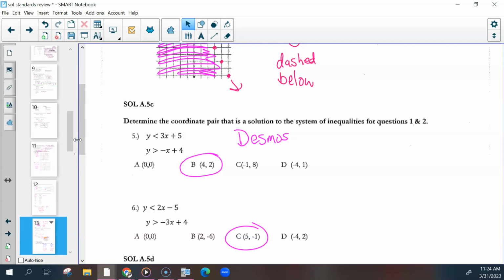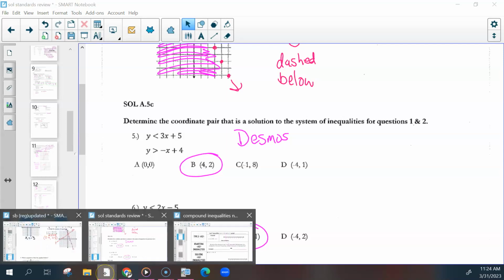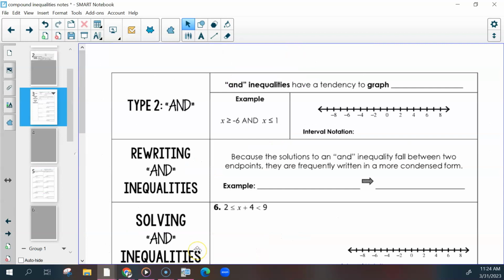And then if you don't already have out your compound inequality notes, take this out. Does anyone need another copy? And find this page.